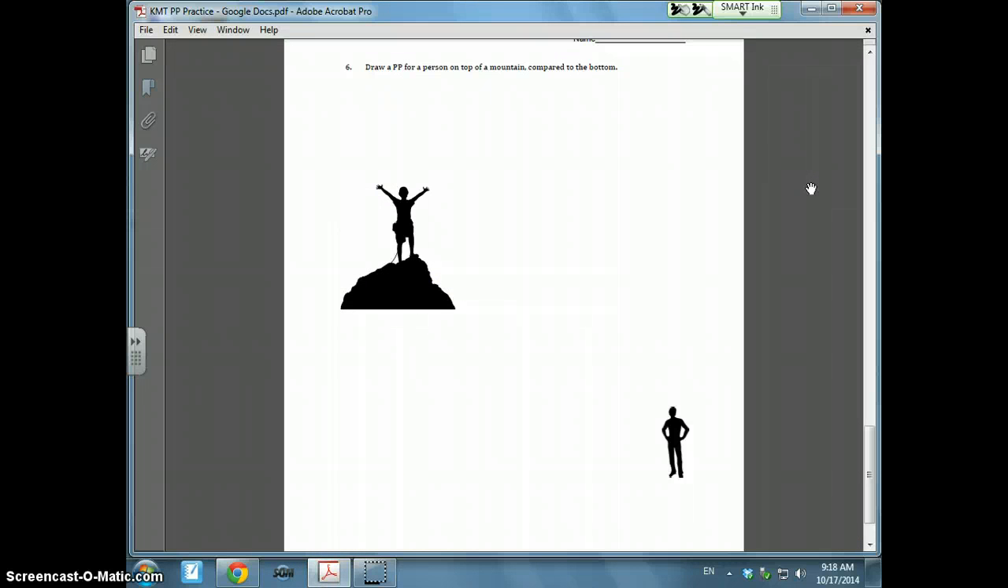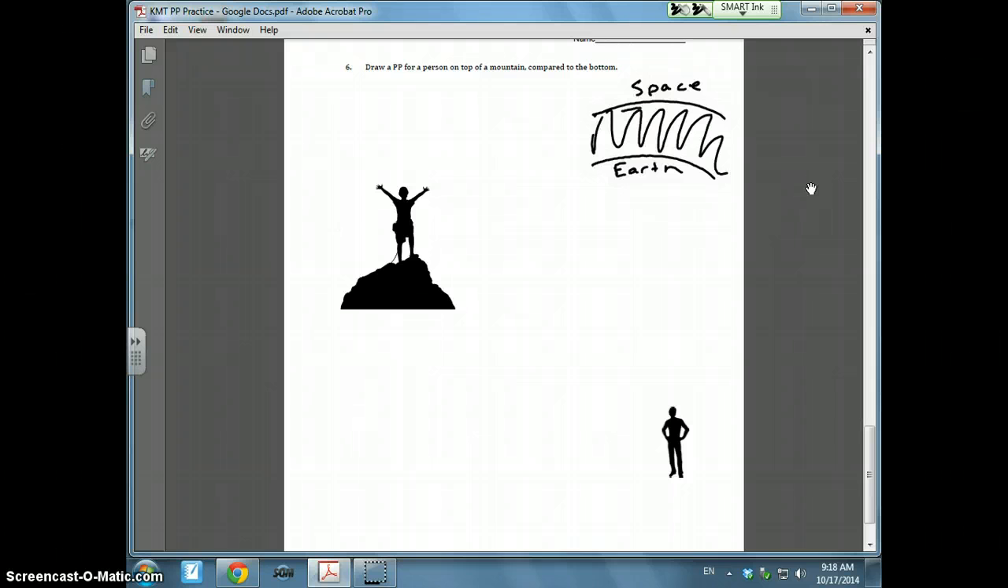Last one here, particle picture for a person on top of the mountain. This one's a little bit different. We didn't have a chance to talk about this. Think about the Earth. I'll draw the Earth over here. Okay. And then let's say that this is the edge of the atmosphere. So Earth down here, outer space up here, and then here, this whole part is air.